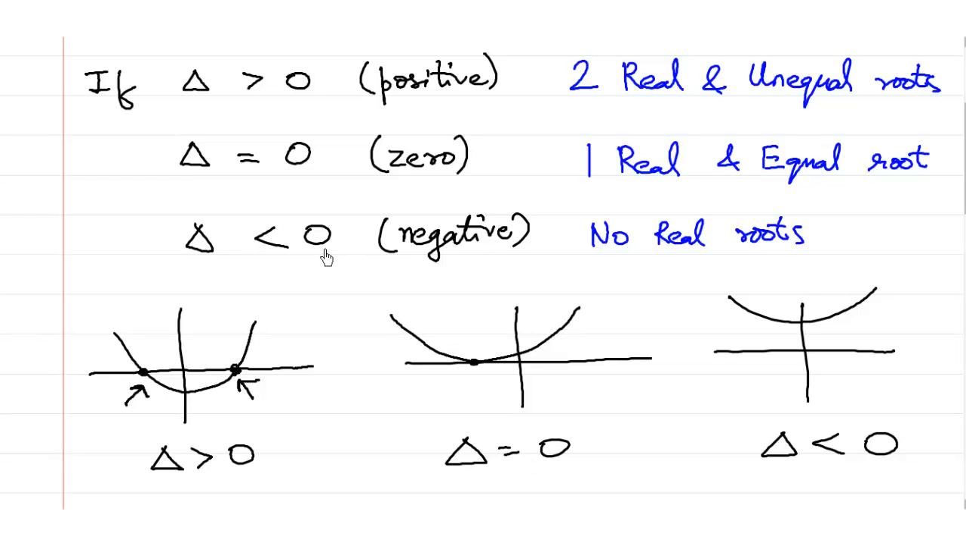But if delta is lesser than 0, or it is simply negative, then there are no real roots, there are no real answers. So if this is the graph of the quadratic equation, it does not intersect the x-axis at any point. So if delta is negative, there are no real roots. So that there are either two answers, one answer, or no real answers.